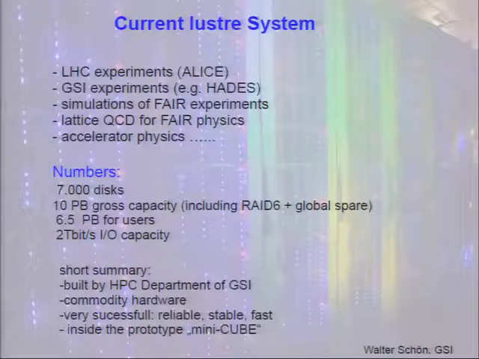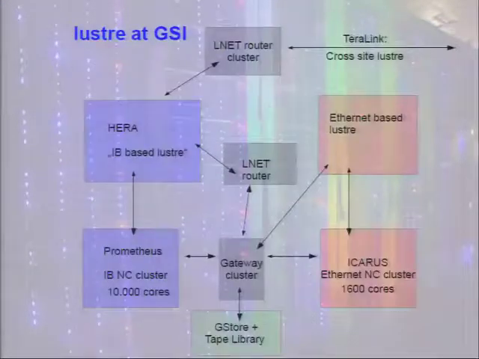So, a short summary: it was built by the HPC department, so the whole cluster is done by ourselves. There's no big vendor involved. It's built on commodity hardware due to cost reduction. And so overall, it's successful. The analysis is no longer I/O bound. It's reliable, stable, fast, at least reliable and stable, with the Lustre 1.8 series; 1.6 was not so stable. And the whole setup is built inside a prototype of the mini cube. I will show you later what this cube means.